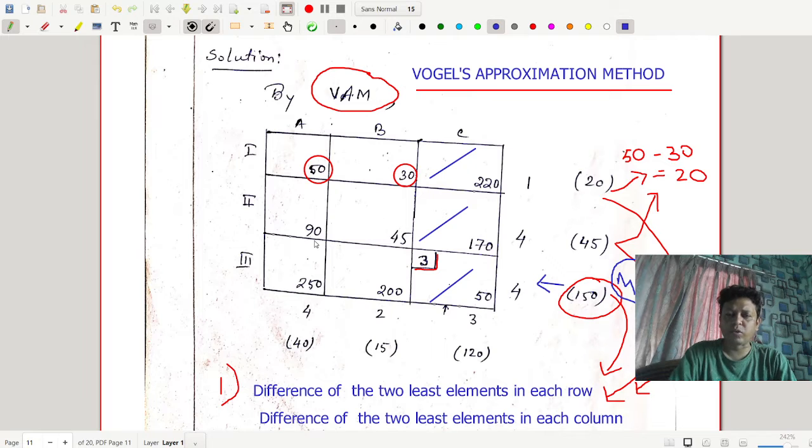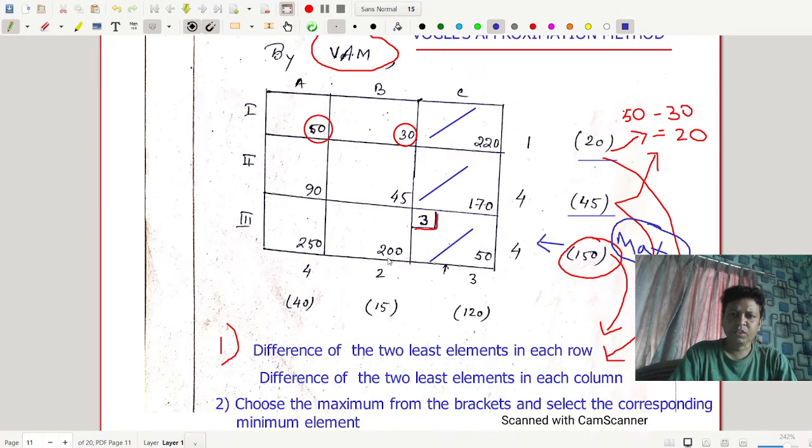Next row, do the same operation. In the next row, take the two least elements. 90 and 45 are the two least elements. Take the difference of these two: 90 minus 45, that's going to be 45. So write it in the bracket corresponding to that row, and then do the same process on the third row. It's going to be 250, and the difference is 150.